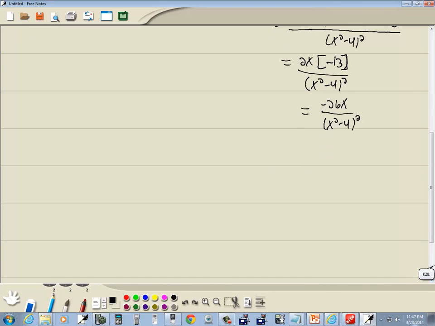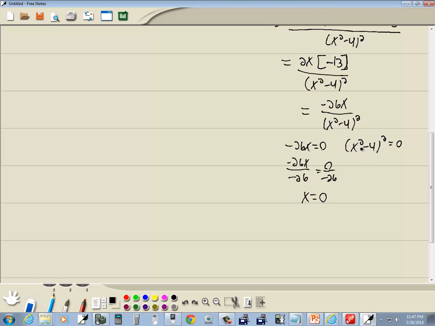Okay, well, we're ready to find our critical values. Whenever you got a fraction, you set your top part equal to 0. So negative 26x equals 0, and you set your bottom part equal to 0. So I got (x squared minus 4) squared equals 0. Now this one, we can divide both sides by negative 26. And when we do that, 0 divided by anything is 0.